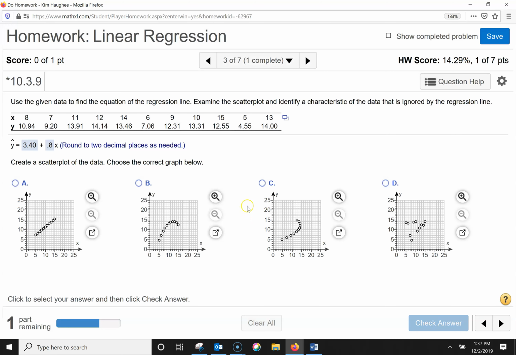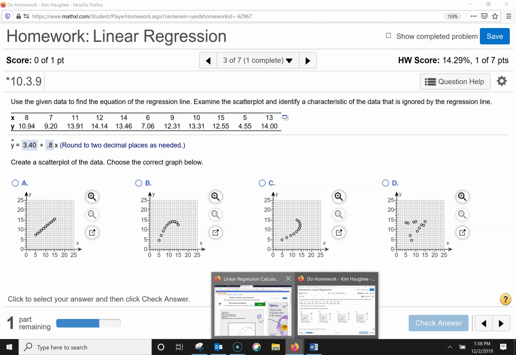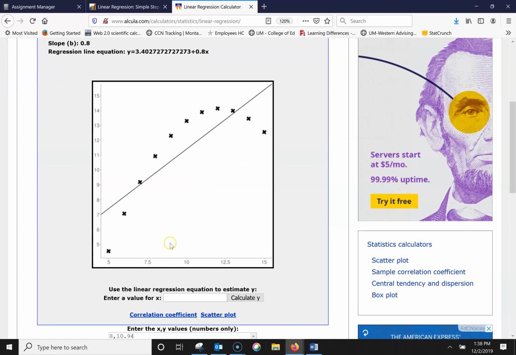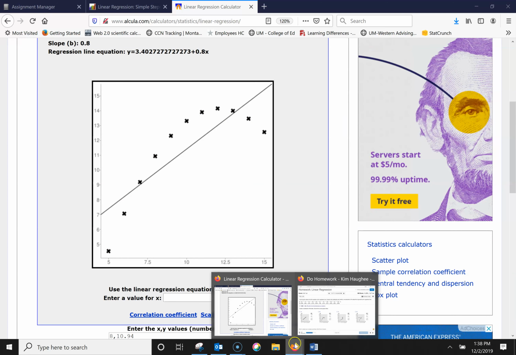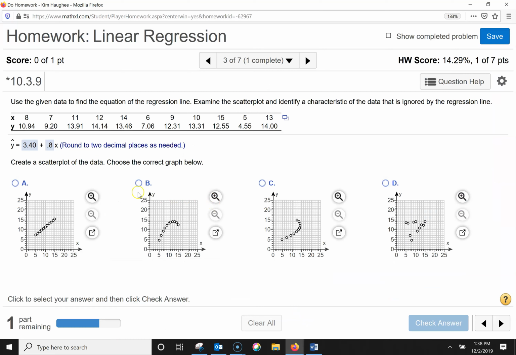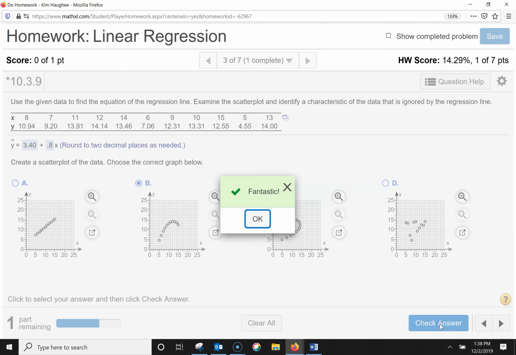It asks us to create a scatter plot of the data. We can go back to our website and see that our scatter plot was this parabolic shape of x's. Just choice B.